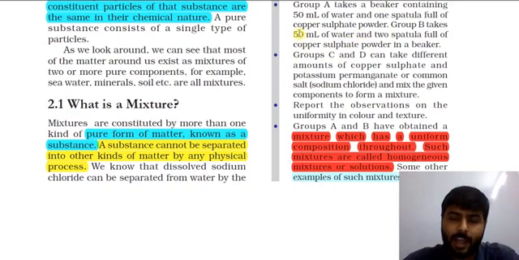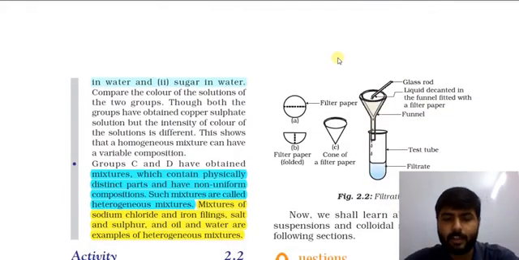And we have seen examples of homogeneous mixture, that is salt in water, sugar in water. Heterogeneous mixture, a mixture which contains physically distinct parts and has non-uniform composition, is called a heterogeneous mixture. Examples of such mixtures are salt and sulfur, sodium chloride and iron filings, and oil and water, which are examples of heterogeneous mixtures.